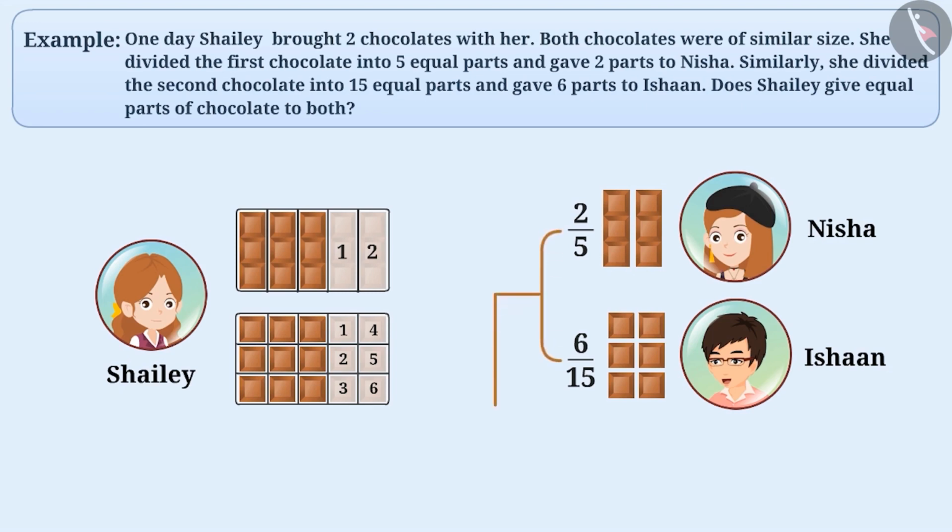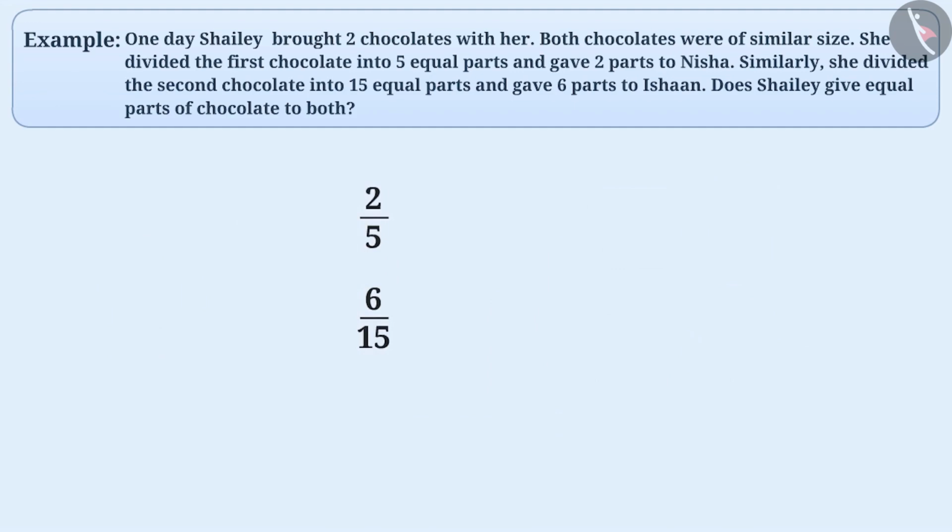We want to find out whether Shelley gave equal parts of chocolate to both. When both of these fractions are equivalent fractions, then we can say that they have equal value. That means both received an equivalent share. So let's find whether 2 by 5 and 6 by 15 are equivalent fractions or not.